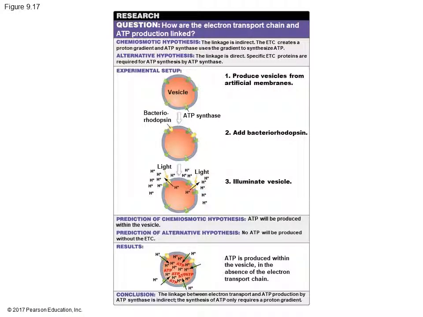There's an experiment in your book, but I don't particularly like this experiment, but it shows how they knew that there was a proton electrochemical gradient. Because if you have protons on one side of the membrane, then that's going to reduce the pH and make it an acidic environment.